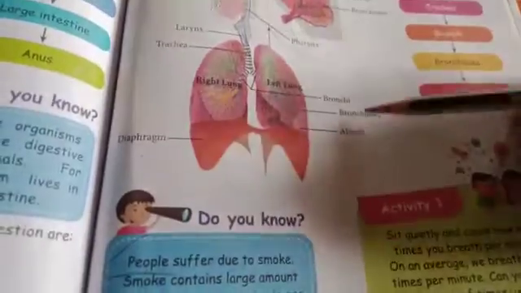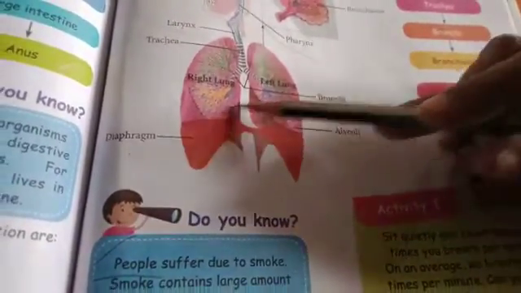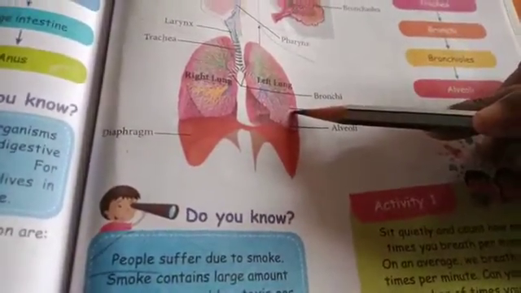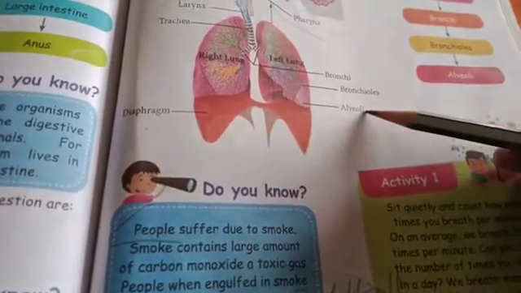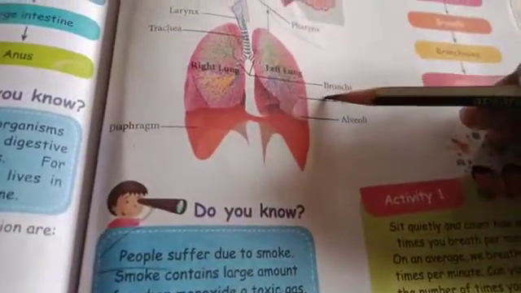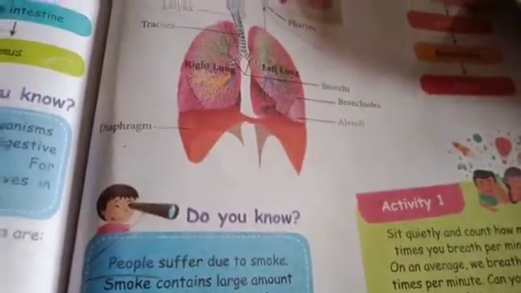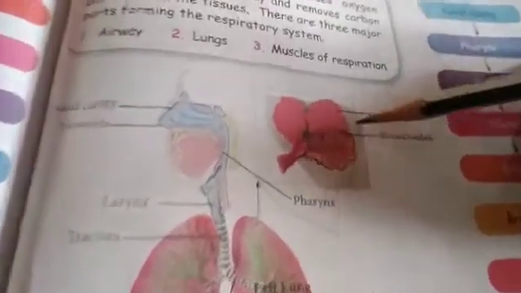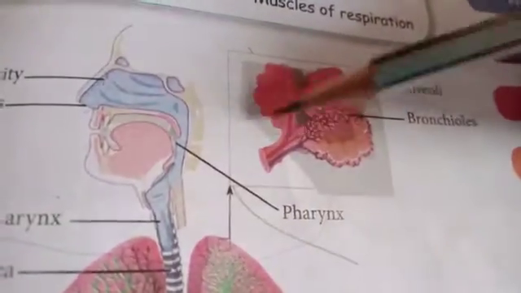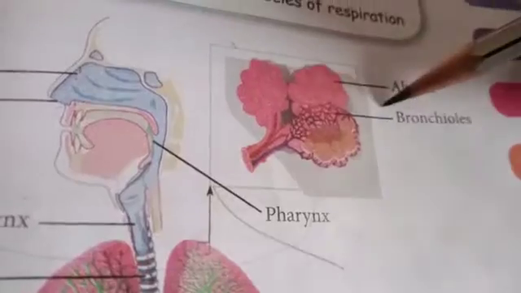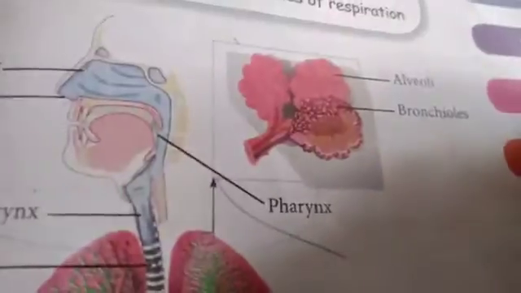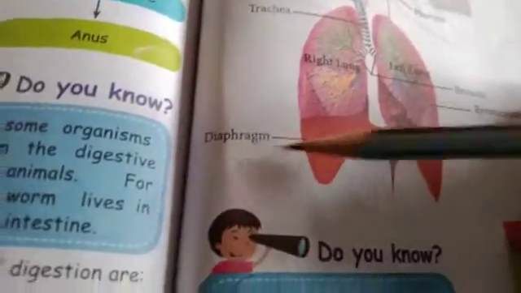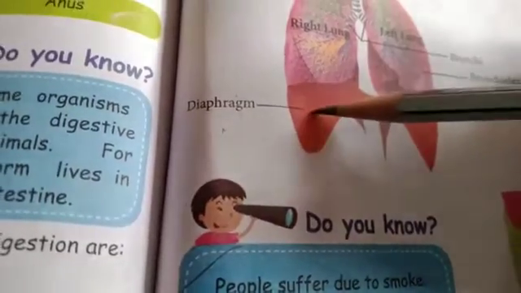In each lung, the bronchioles are present. In the bronchioles, the alveoli are present. The bronchiole and alveoli are given in the clear diagram here. This is only one part of the alveoli and bronchioles. This is present in the lungs in so many ways. The last part is called the diaphragm.